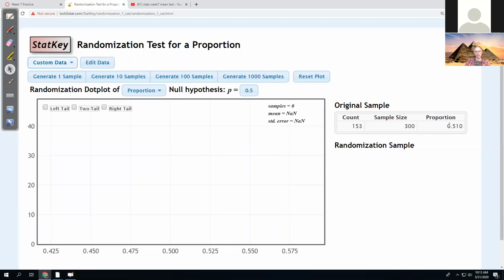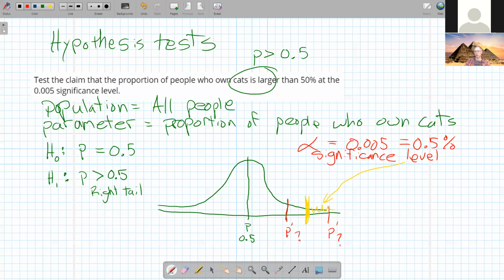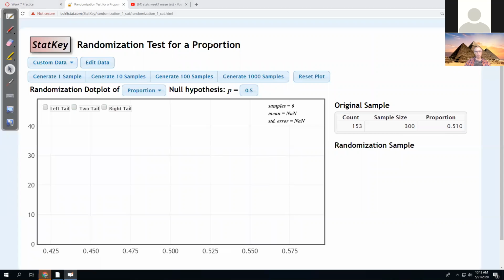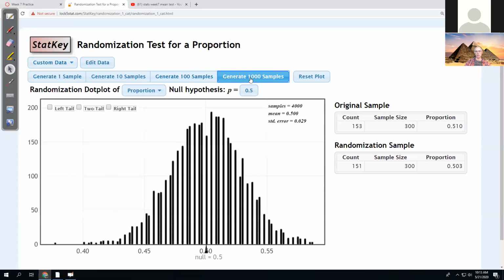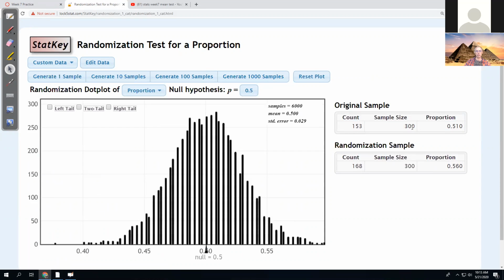All right. Next thing I have to check is the null hypothesis correct? And this says p is equal to 0.5. 0.5 is 50%. That's what I wrote down in my notes, right? Yep, okay. So I got my data in there for a proportion. I have the null hypothesis set. I'm ready to generate thousands and thousands of other samples, each of size 300. So right now I have 6,000 samples, all of 300, 6,000 groups of 300 people, and each time there was a slightly different proportion of the number who said they owned cats, based on this original deck of cards up here in the original sample.